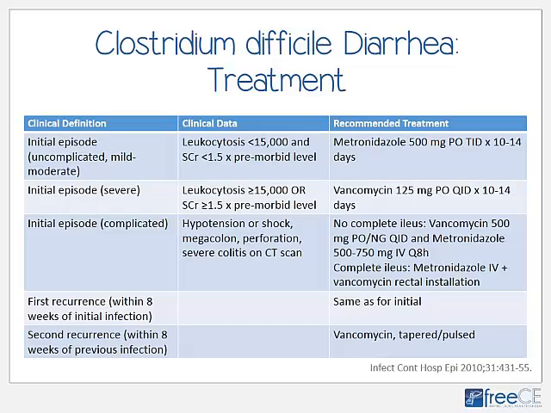The next clinical definition is an initial episode, but now it's complicated. And complicated means that the patient has hypotension or shock, megacolon, perforation, or severe colitis that can be seen on a CT scan. The next item you're going to want to consider in your treatment recommendation is whether or not the patient has an ileus. If they don't have a complete ileus, you can recommend vancomycin 500 orally or via NG tube 4 times a day. In addition, you're going to give metronidazole intravenously, 500 to 750 milligrams IV every 8 hours. So you're going to do both therapies because these are very sick patients.